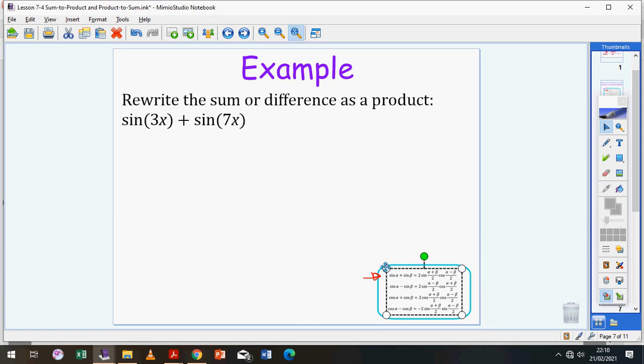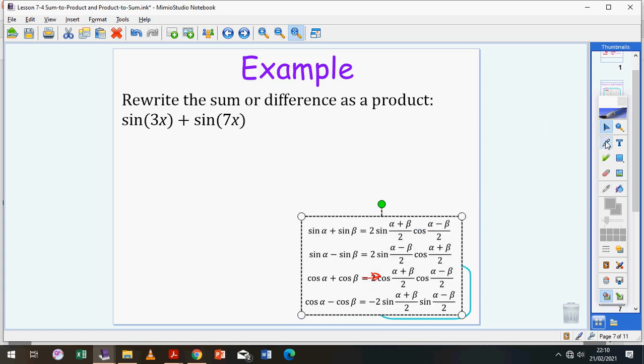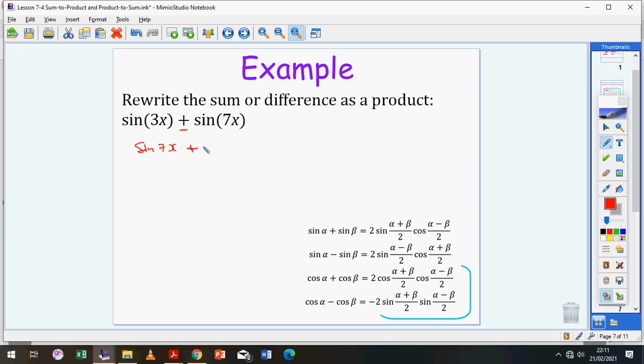So the problem we have here is, the question is asking us to write the sum or difference as a product. Now one thing that I advise you to do is to first rewrite, if this is not a negative, rewrite them such that the big angle is coming first, because that way you don't have to deal with the negative when you're working out the difference part. So if I write this with the big angle coming first, it will be sine 7x plus sine of 3x.